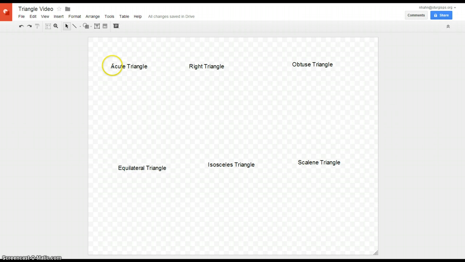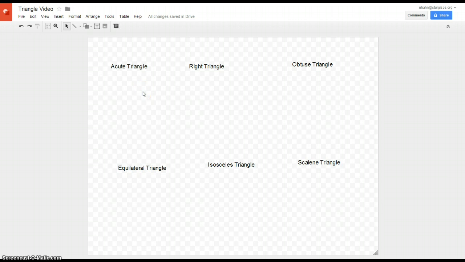Triangles always have two names. They have a name for their angles, which you will see up here on top, and they also have a name for their side lengths, which you see down here on the bottom. We'll go through each one of them. First we're going to start with the acute triangle.